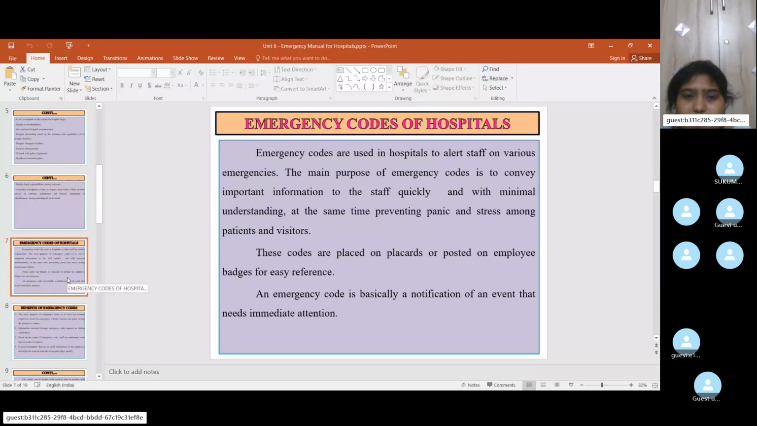Next is emergency codes of hospital. So every hospital has emergency codes, and it is very much important to alert staff on various emergencies, as well as to alert people and make sure that people are evacuated and are safe. The main purpose of emergency codes is to convey important information to the staff quickly and with minimal understanding, at the same time preventing panic and stress among patients and visitors. These codes are placed on placards or posted on employee badges for easy reference. An emergency code is basically a notification of an event that needs immediate attention. So it's self-explanatory, so I'm not going to explain it.